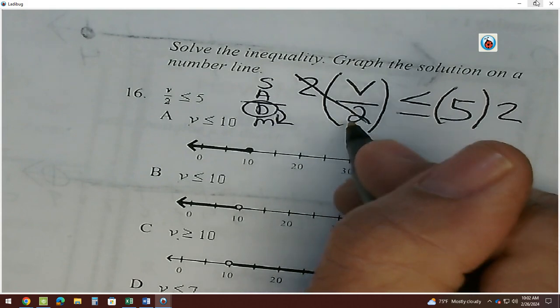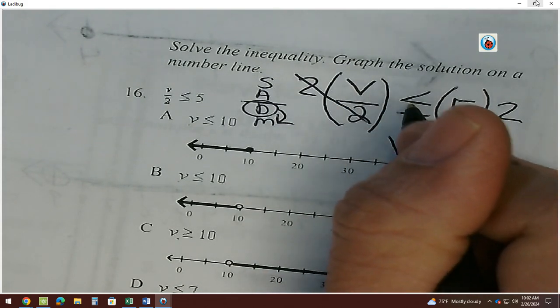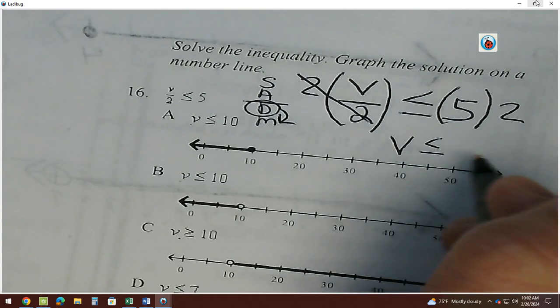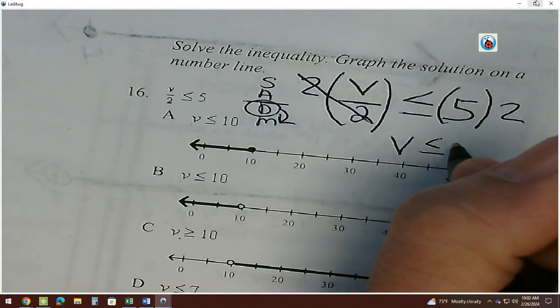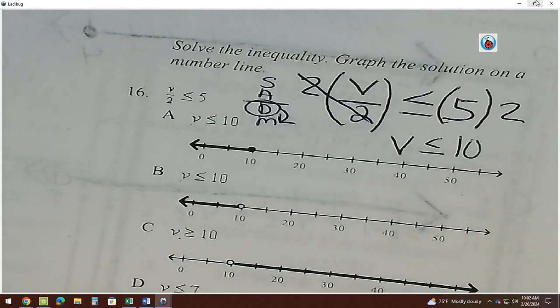Let's bring down what's left here. The 2's are gone, so who's left over here? V, the symbol, less than or equal, and what's 5 times 2? 10. Now, check this out.